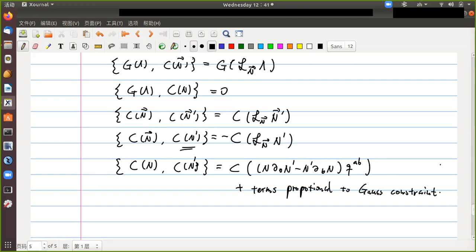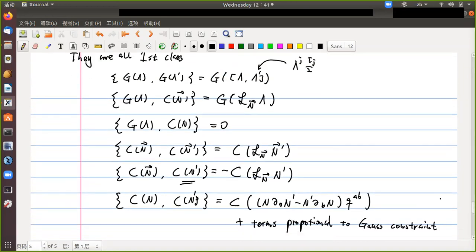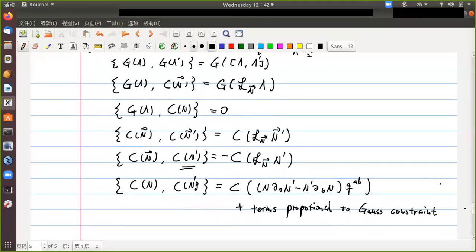Okay, so that's a constraint algebra, and they are clearly first class, because if you take the Poisson bracket of any of those constraints, the result is still a constraint. So it means that they are first class. Okay, so now we finish the canonical theory of Ashtekar variables.